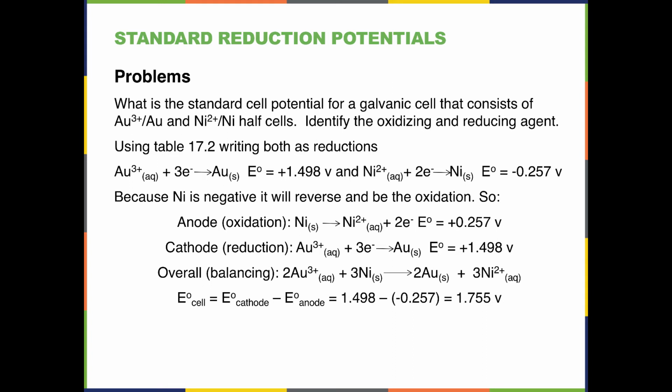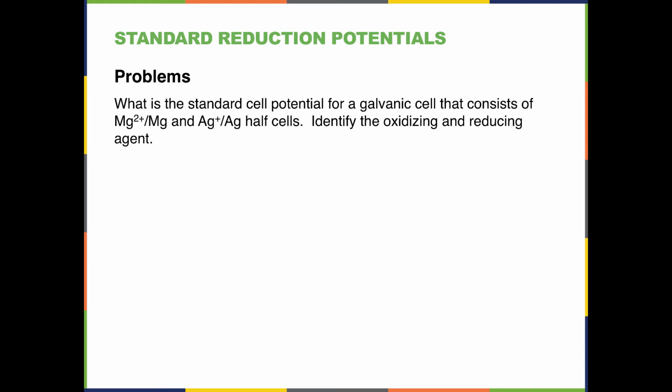The cell voltage here is going to be the cathode minus the anode, which is 1.498 minus a minus 0.257, or 1.755 volts. And since the overall is positive, this is spontaneous and will occur without much difficulty. Let's take a look at another reaction.